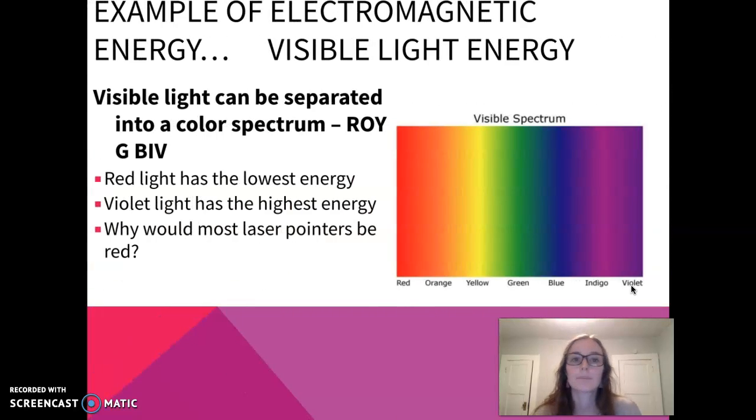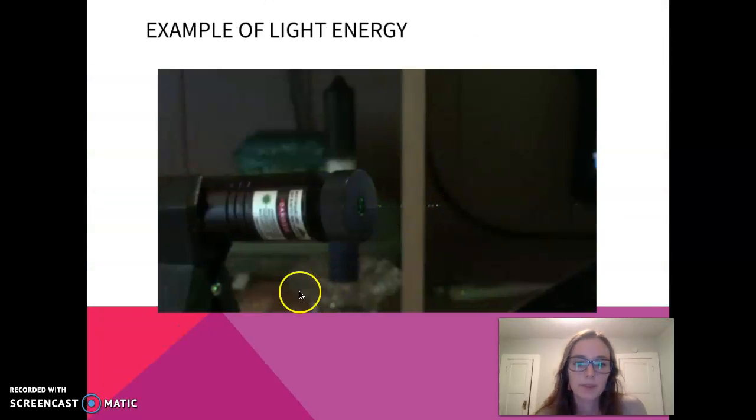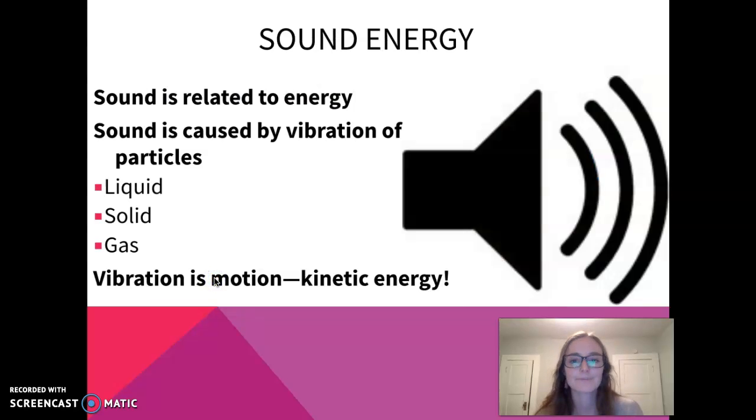And then other examples, like I said, of the electromagnetic energy would be visible light energy. Like I said, it can be separated into ROY G. BIV. Red has the lowest energy and violet has the highest energy. And think about, why do you think most laser pointers would be red? Think about it and then answer the question on the Edpuzzle. And then we'll be looking at different examples in class.